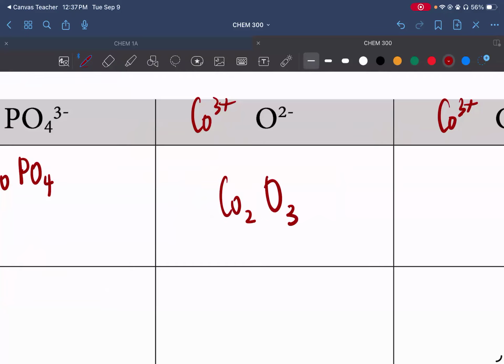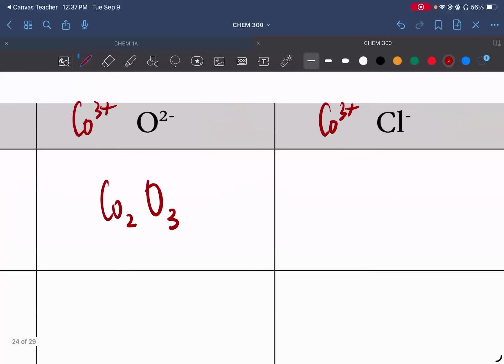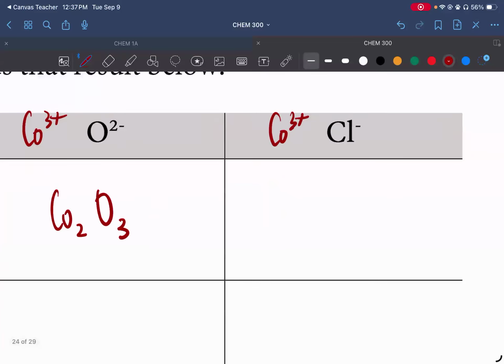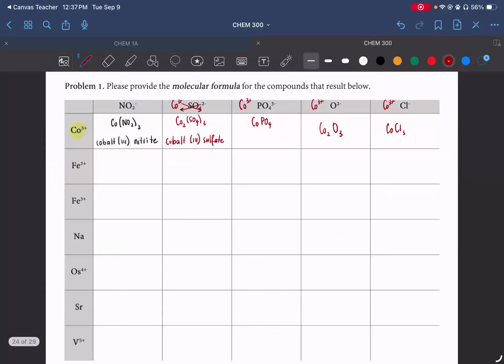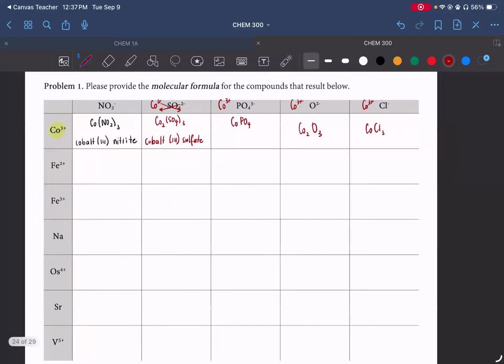The 2 from the oxygen gets swung down. The 3 from the cobalt gets swung down. And then finally, for the last one, the chlorine, we have CoCl3. That's the entirety of the first row on the first page.